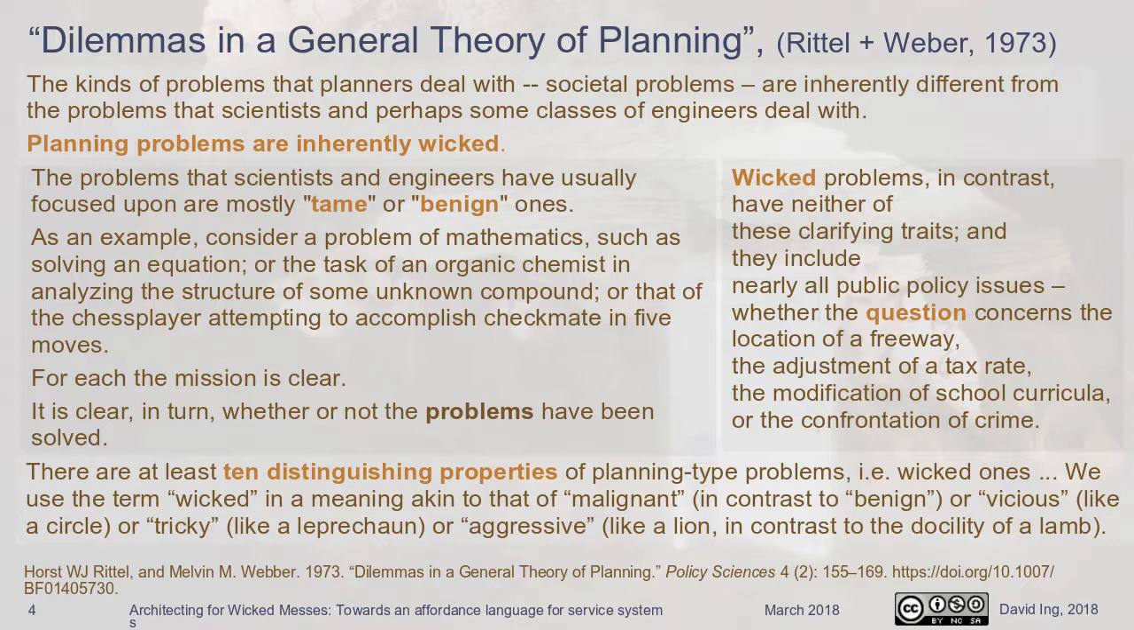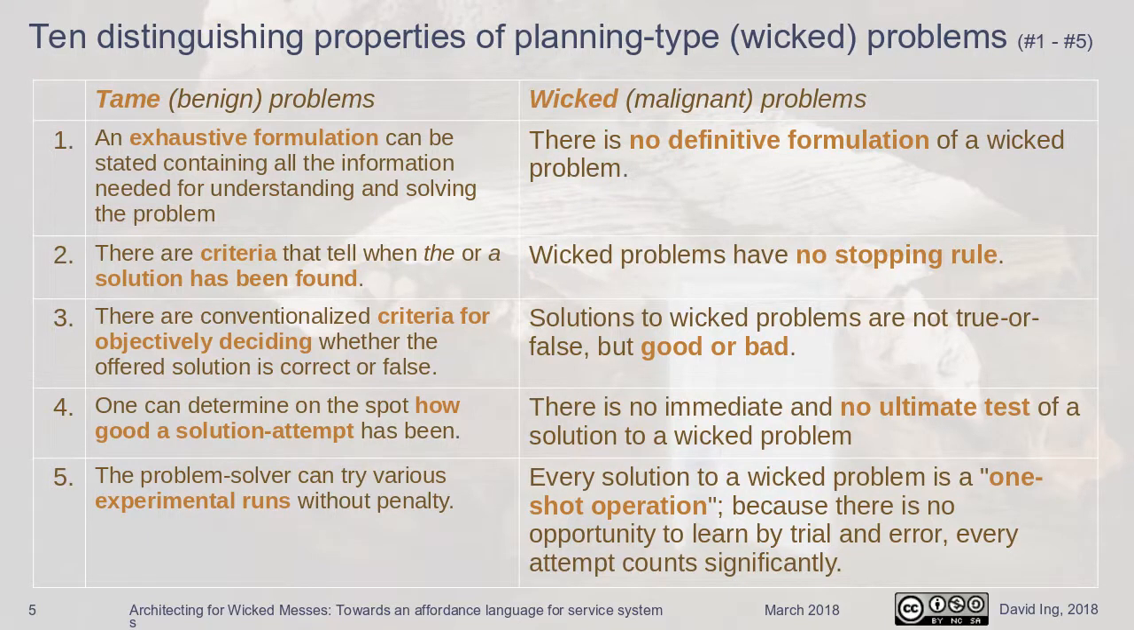Rittel actually makes a distinction between what we call tame problems and wicked problems, and the tame problem has a solution. The wicked problem does not have a solution. And so there are 10 distinguishing properties, and on the next two pages, here they are. I'm not going to go through all of them, but let's do the first one. With a tame problem, an exhaustive formulation can be stated containing all the information needed for understanding and solving the problem. So that's like doing math homework or something like that. You're given a problem and there is an answer. As opposed to, there's no definitive formulation of a wicked problem. If you can't define the problem, it's an ill-defined problem, how are you going to solve something that you can't define?